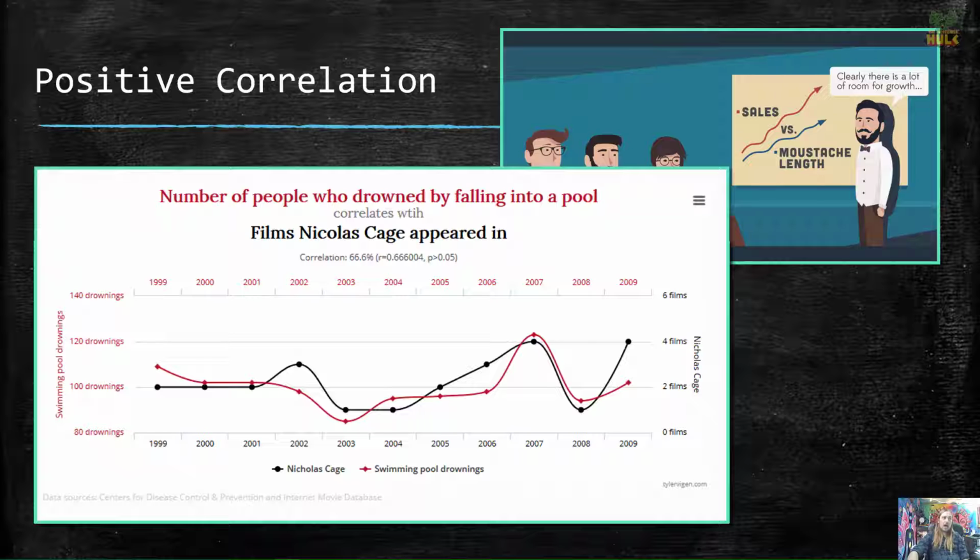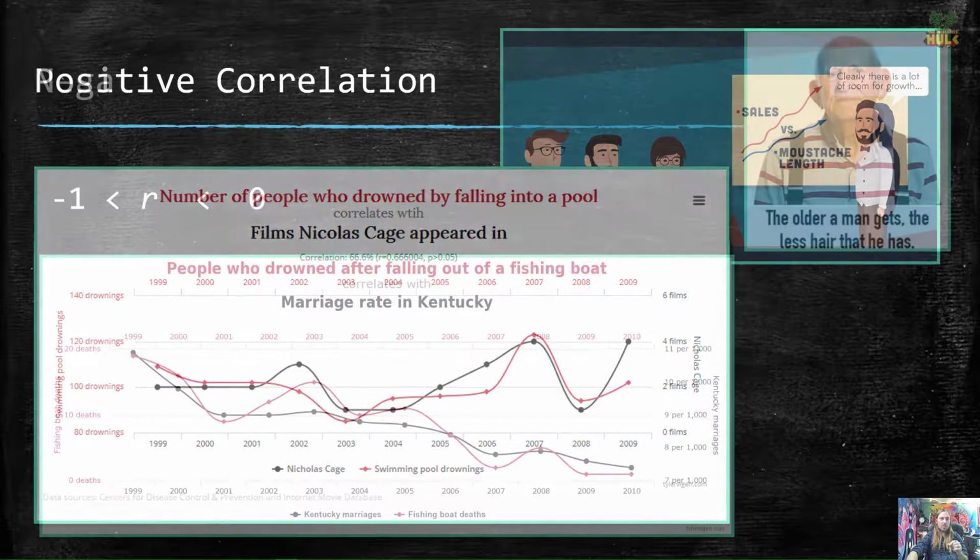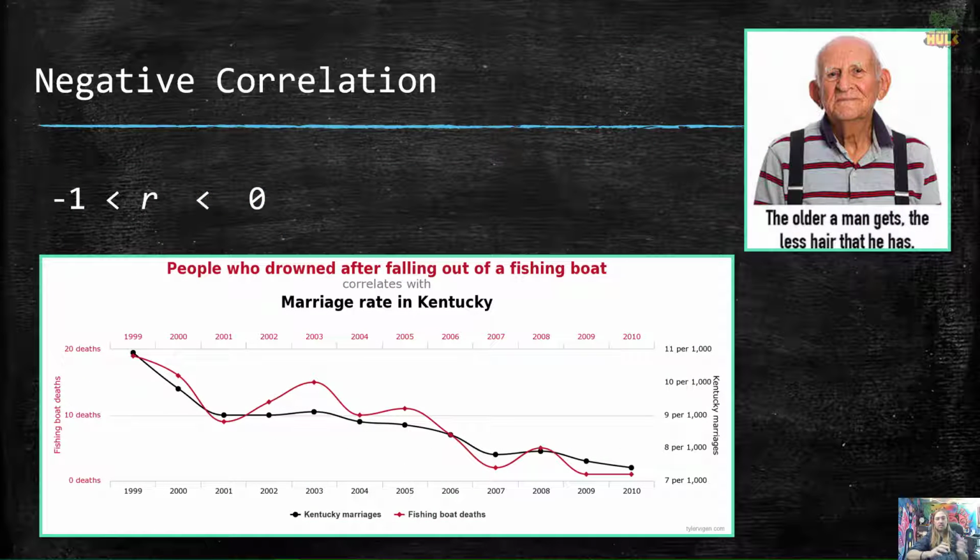When they go in opposite directions, so when your R value is less than 0 and above or equal to -1, that's when these two things tend to go in opposite directions. This isn't a great example of a negative correlation because they don't diverge too much here. But the idea would be that as one increased, the other might decrease. So as the number of people who drowned after falling out of a fishing boat decreased, the marriage rate in Kentucky increased.